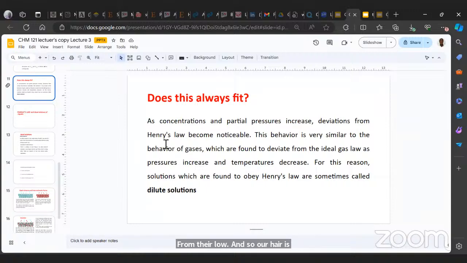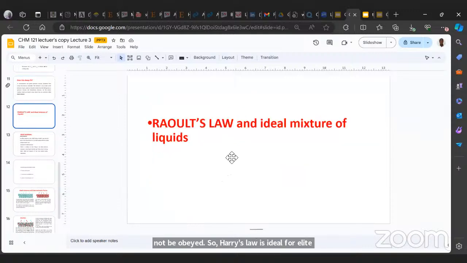We looked at ideal gas: when you have real gases and very high pressure or very low temperature, the laws of ideal gas will not be obeyed. For Henry's law, when you are dealing with very concentrated solutions, or solutions with very extreme pressure, Henry's law will not be obeyed. So Henry's law is ideal for dilute solutions.